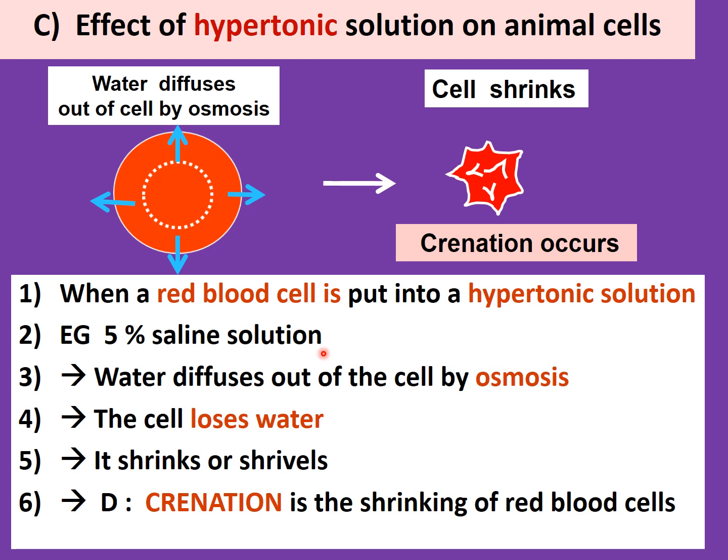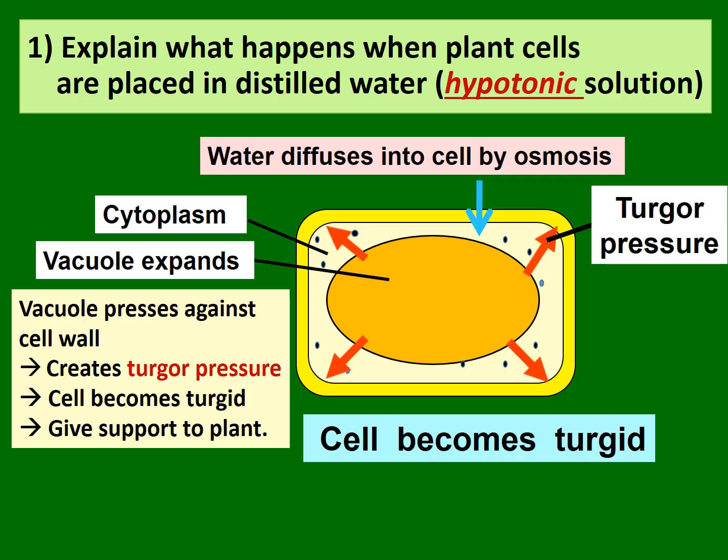Just now we discussed that the isotonic solution for red blood cells or animal cells is about 0.9% saline solution. So 5% is definitely more than 0.9% saline solution, therefore it is hypertonic. There's more dissolved substances, or more salt, in it. Okay, let us go on to plant cells.